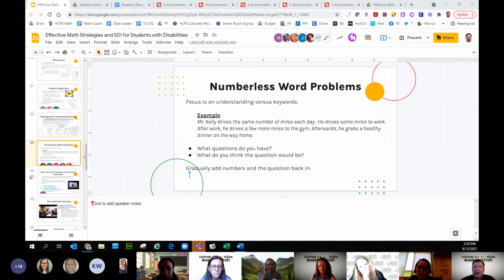Mr. Kelly drives the same number of miles a day. He drives some miles to work. After work, he drives a few more miles to the gym. And then afterwards, he grabs a healthy dinner on his way home. So what could I ask you about this? How many total miles? How many miles are there from the gym to home? How many from home to work or from work to home? Really, just any location.